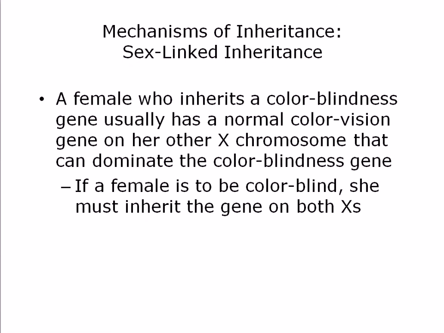A female who inherits a color blindness gene usually has a normal color vision gene on her other X chromosome that can dominate the color blindness gene. She would have to inherit the color blindness gene on both X chromosomes to be color blind.